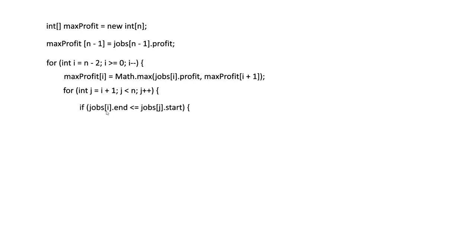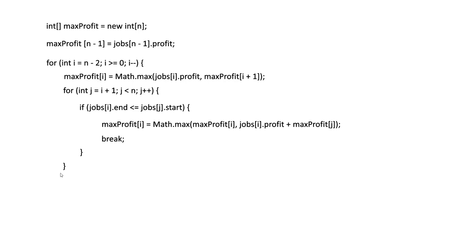So here's where we check to see if the current job's end time is less than or equal to the next job's start time. If that is the case, then we have found our solution. So the max profit will be the math max of the current profit or the current job's profit plus the max profit. And then we'll break, and we're done.